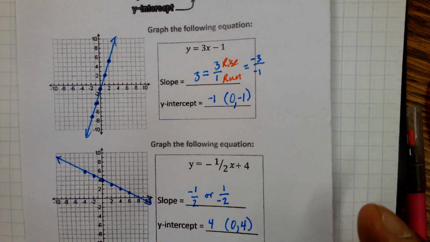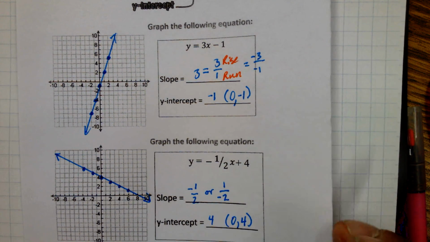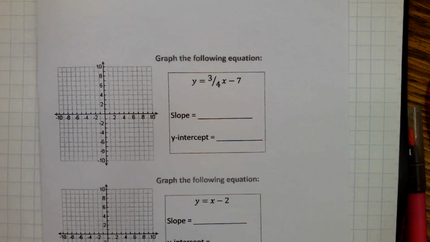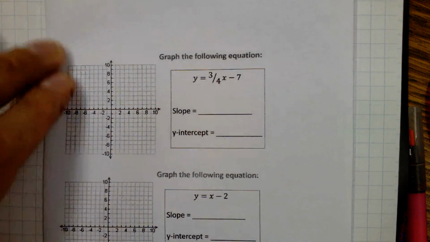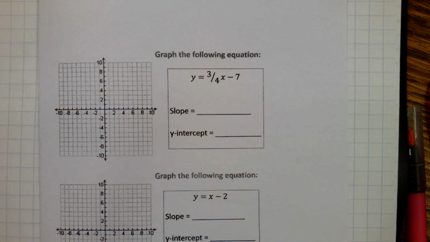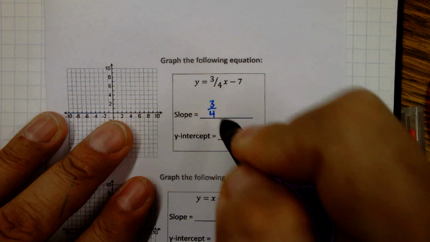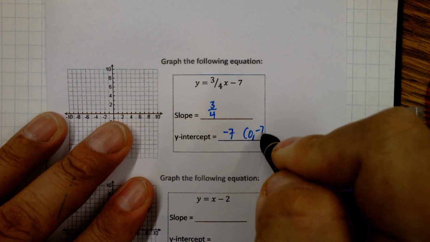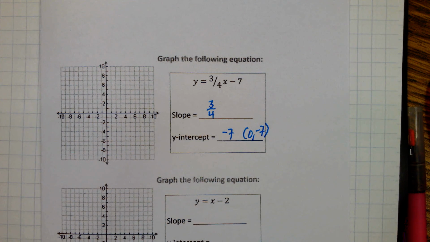Okay, let's try a few more. You guys ready? Okay, let's move over. We got 3 more to do. I'd like you to try this one on your own. The slope is 3/4. Let's just write those down. The y-intercept is -7, so I'll write that as (0, -7). So go ahead and graph that.